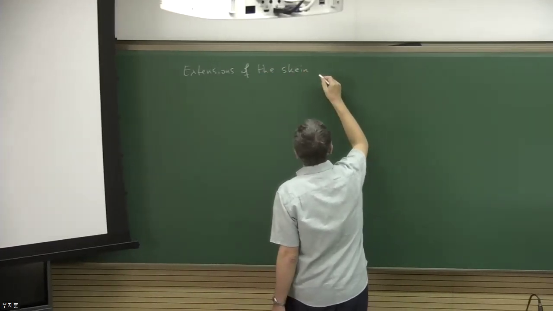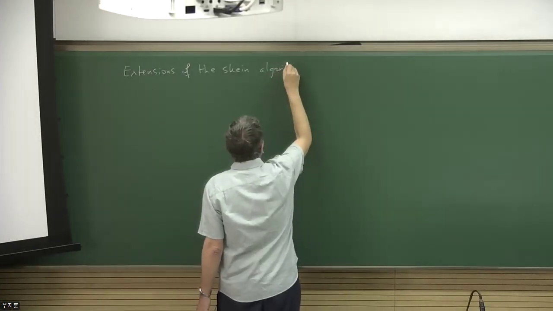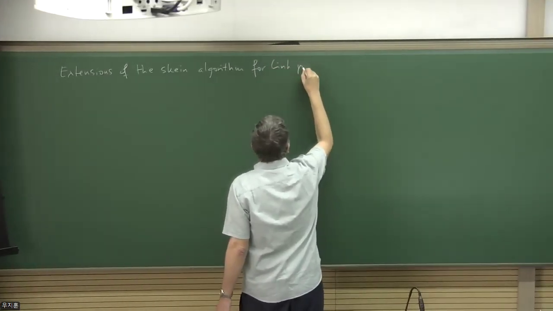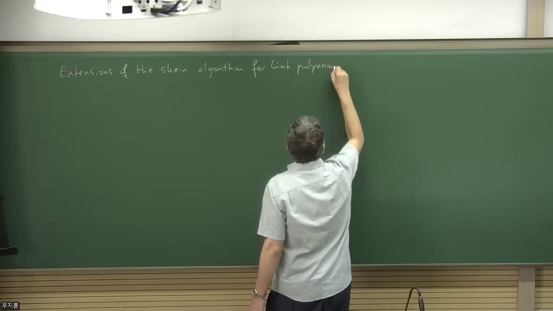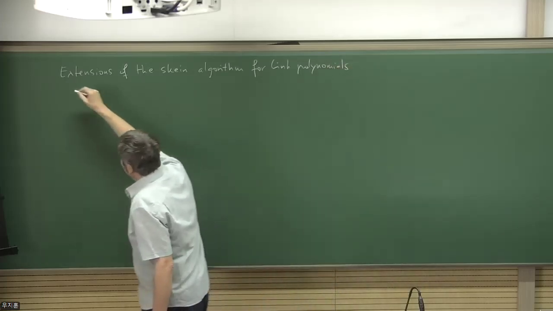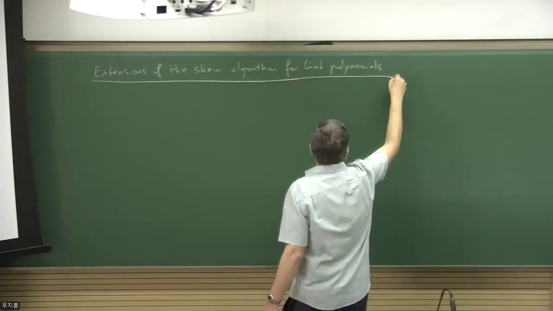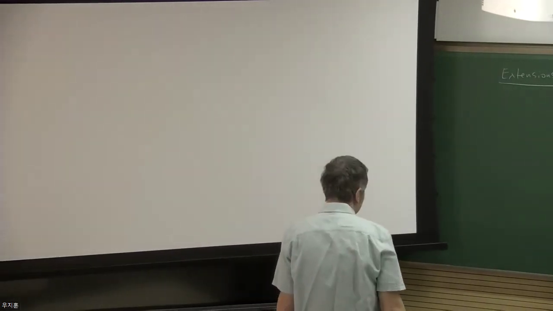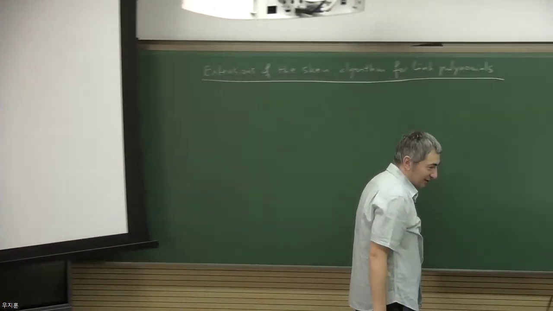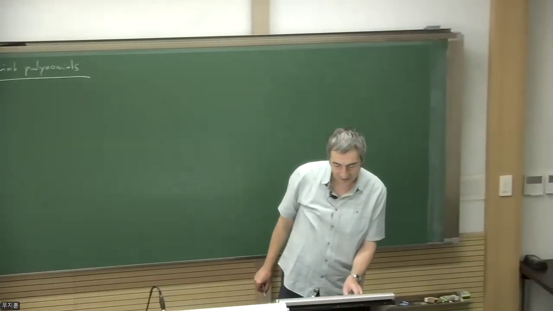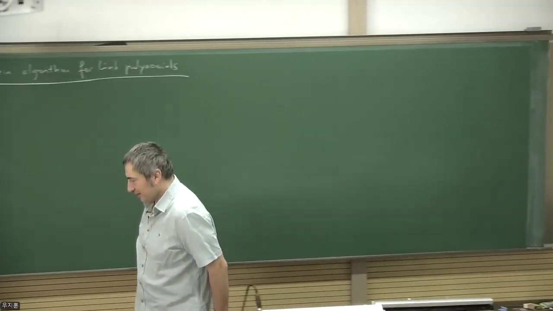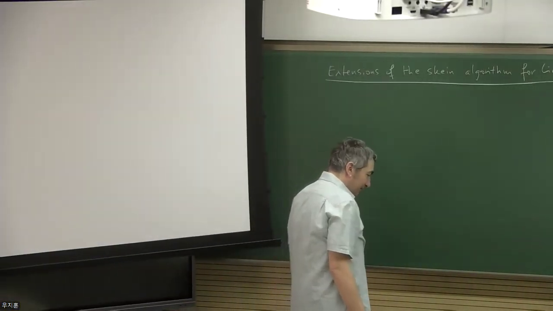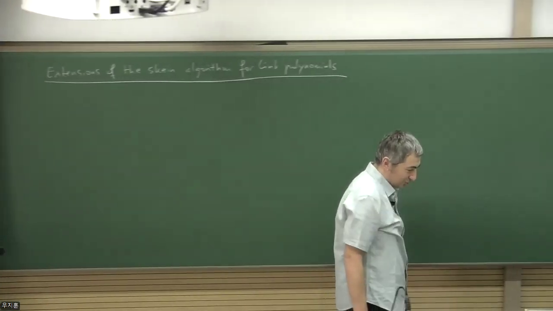I'm talking about the extension of the skein algorithm for link polynomials. And this is meant to be a continuation of the series of lectures that I previously gave, specifically what I talked about last time, the Millett-Ewing notation. Okay, so I already made some remarks about this topic then, so I will give a few more details today.